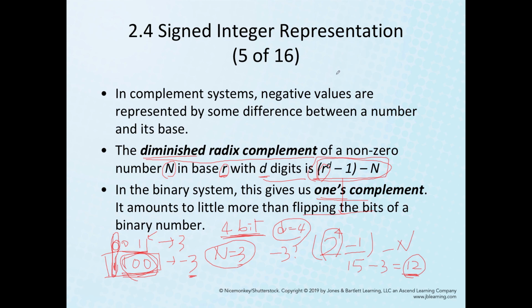What I mean by this follows. In 4-bit, how do we represent negative 5? Positive 5 is 0101. Then negative 5 is simply flipping those bits: 1010. This is negative 5. That's the ones complement representation.